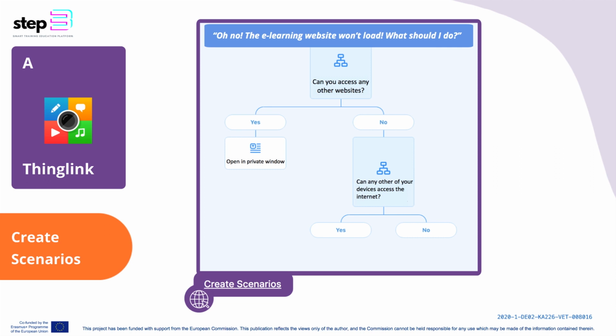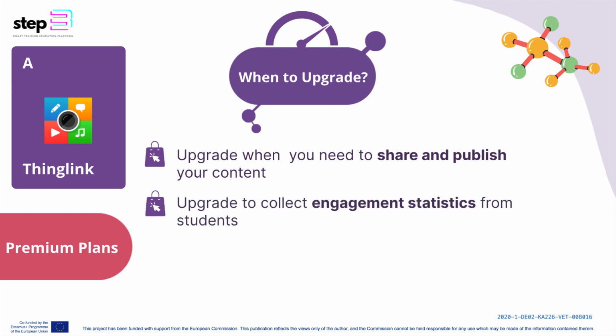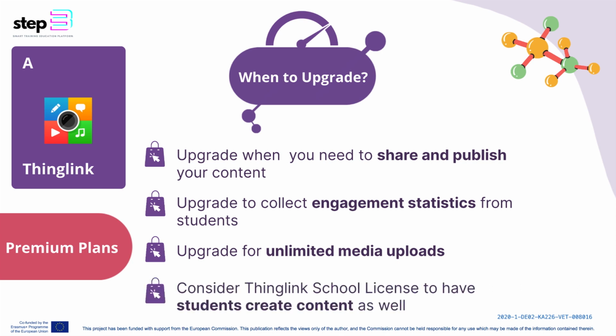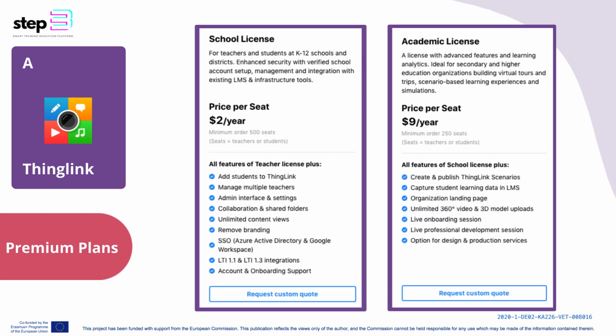When should I upgrade my ThinkLink plan? You should upgrade when you need to share and publish your content. You should also upgrade if you want to collect engagement statistics from your students. You should upgrade if you want unlimited media uploads, and consider if the ThinkLink school license fits your needs if you want to have the students create content as well. You can view more details on the plans in the following slides of the presentation.